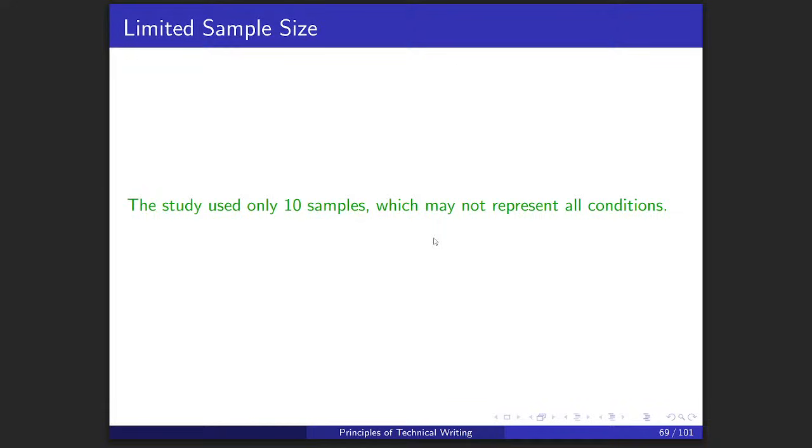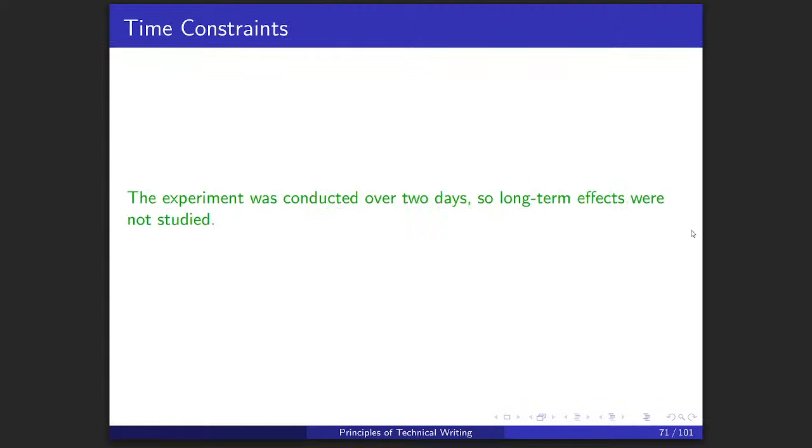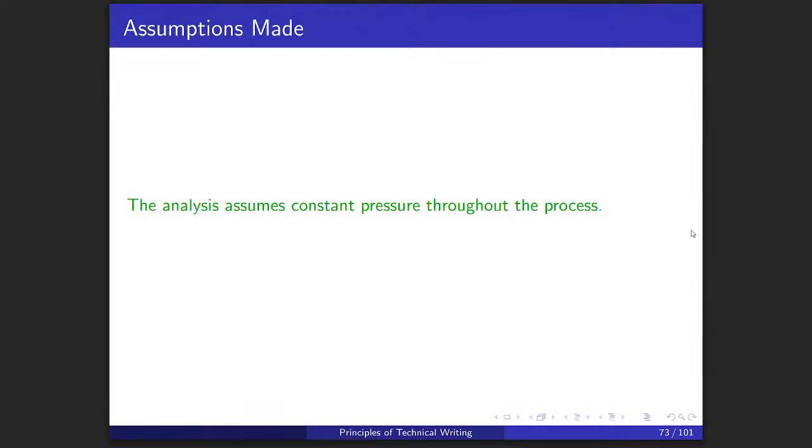Okay. So limited sample size: the study used only 10 samples, which may not represent all conditions. If only 100 people can log in, the other 900 students may suffer. That is how you need to mention it. The 100 is your old digital campus. The new digital campus handles all the students present in the college. Measurement errors: minor errors may occur due to instrument calibration limits. These are the sentences I have given, so you read out all those things.